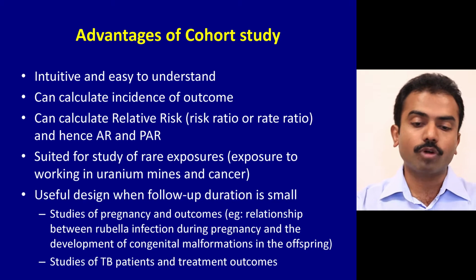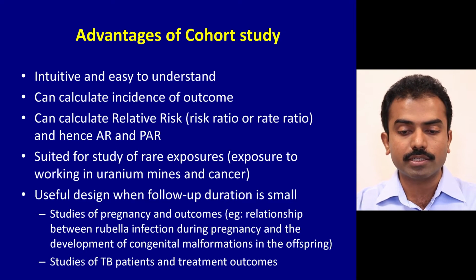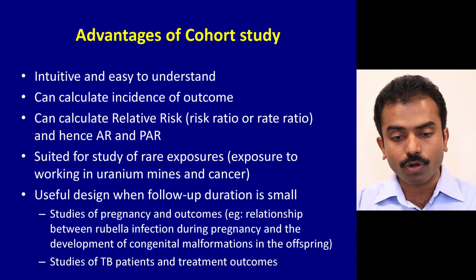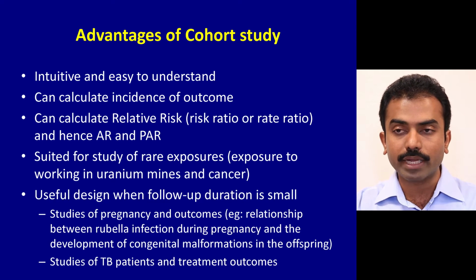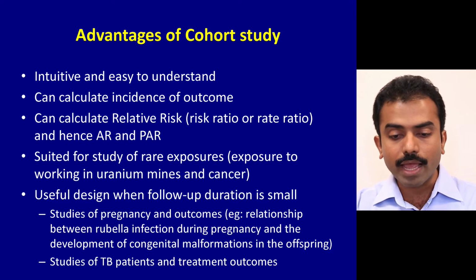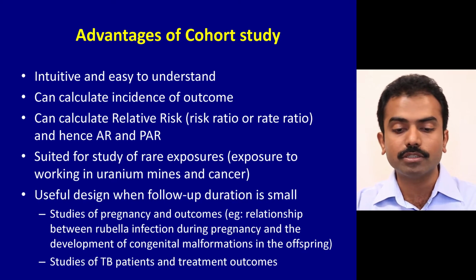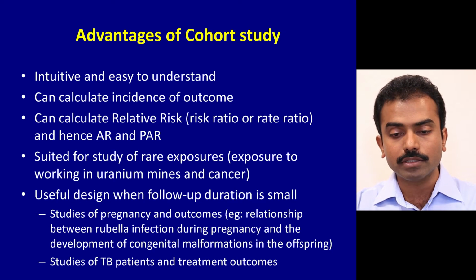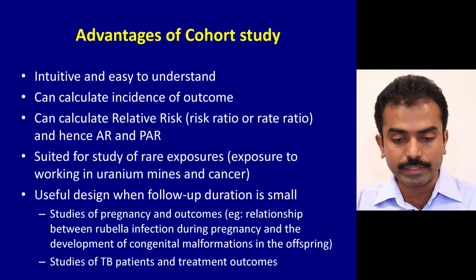Well, what are the advantages of a cohort study? I think it's very intuitive and easy to understand. It begins from the exposure and moves towards outcome. The biggest advantage of a cohort study is that you can calculate actual incidence of outcome, actual risk of outcome. As a result of it, you can directly get relative risk or risk ratio. And hence, we can also calculate attributable risk and population attributable risk. We'll learn more about these terms in other presentations. But suffice it to know that this is one of the biggest advantages of a cohort study. You get the estimate of relative risk directly.